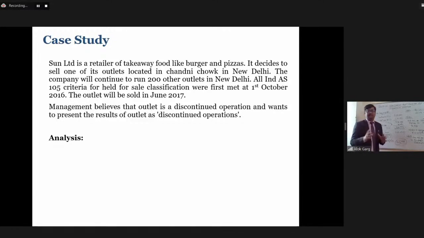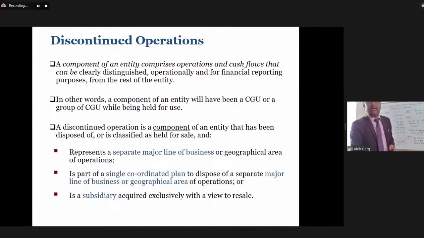So friends, please remember, this outlet is not a component of an entity. Let's see the definition of component. Does this outlet represent a separate major line of business? The answer is no, because 200 outlets are there. Does it represent a geographical area of operation? No, because in Delhi 200 other outlets were operating. If somebody does not go to Chandni Chowk, somebody will go to an outlet located elsewhere. Is it a part of a single plan to curtail all the outlets? No. Is it a subsidiary acquired with a view to resell? No. So friends, it is not a discontinued operation.